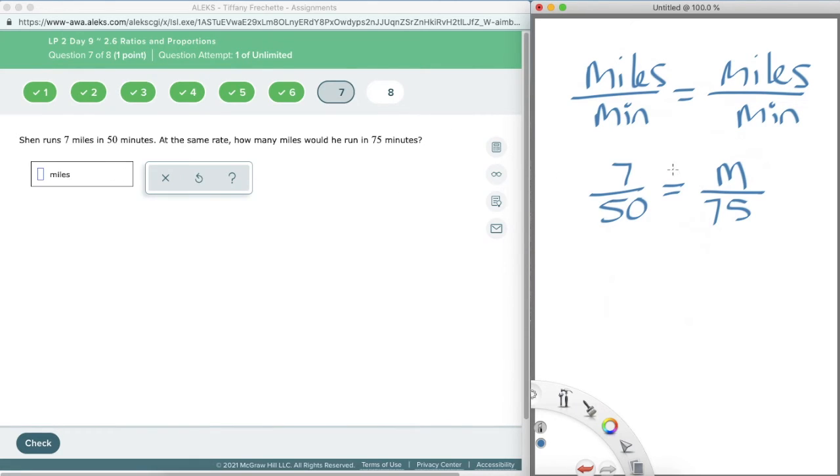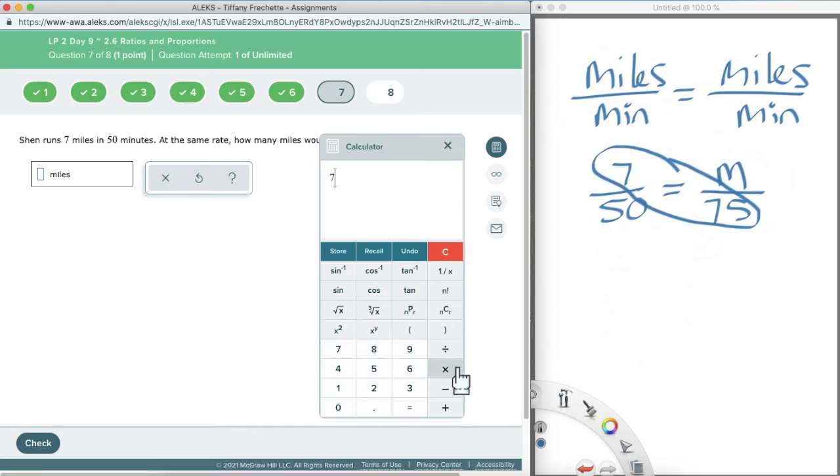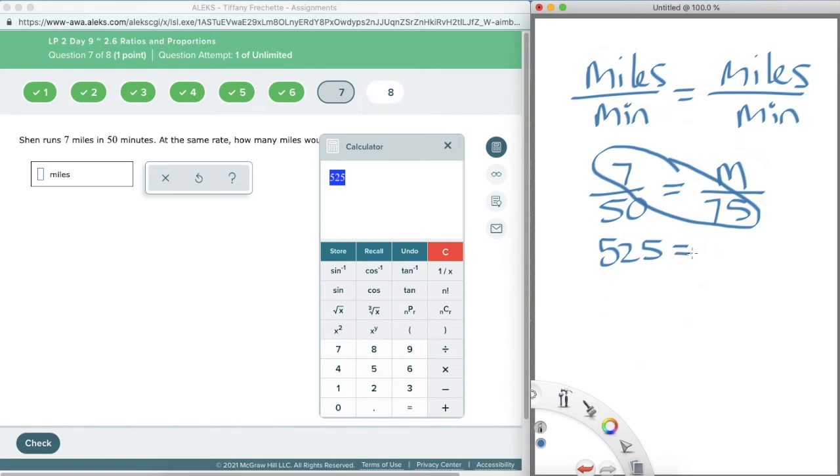But you could do it that way if you really wanted to, bring it down to a unit rate. So I'm going to go ahead and do my cross multiplication since I've got it set up this way. So I have 7 times 75, and they gave us our calculator back. So 7 times 75 equals, we get 525, and that's going to equal 50 times m, or just 50m.